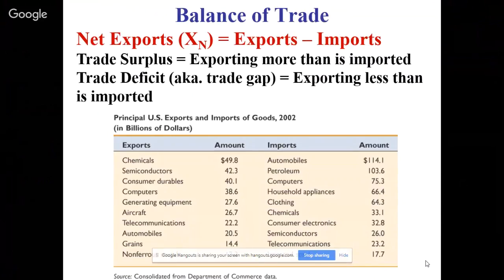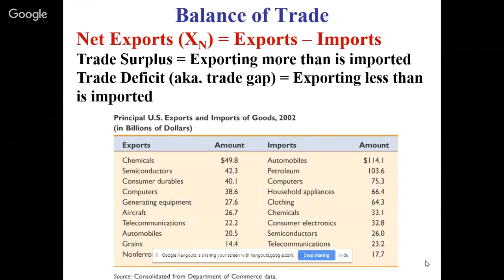So we need to understand what a surplus is and what a deficit is. A surplus is when we spend less than we receive. In this case, we sell a lot more than we buy, so we receive a lot of funds in exchange. Our exports exceed our imports, so we are getting a lot more funds than we are paying for what we buy. That is a surplus.